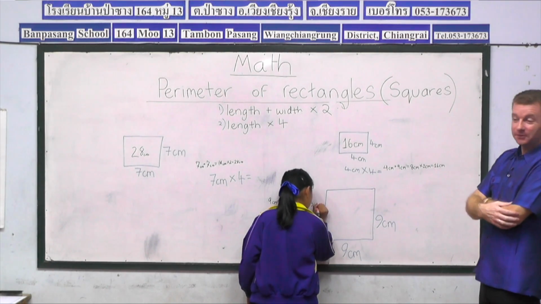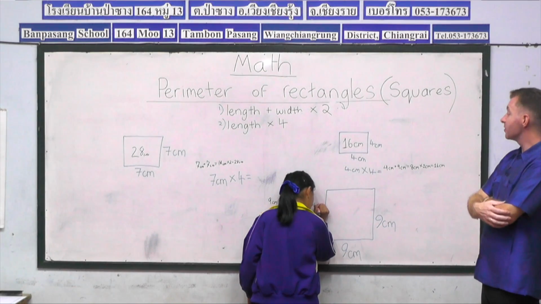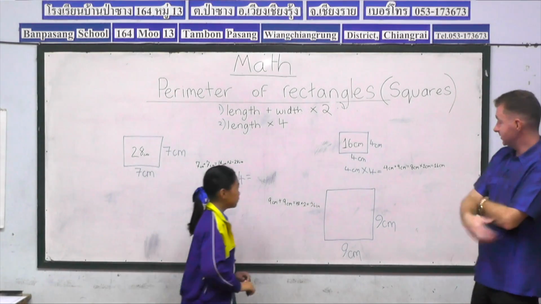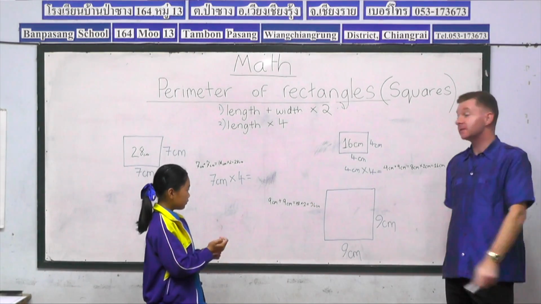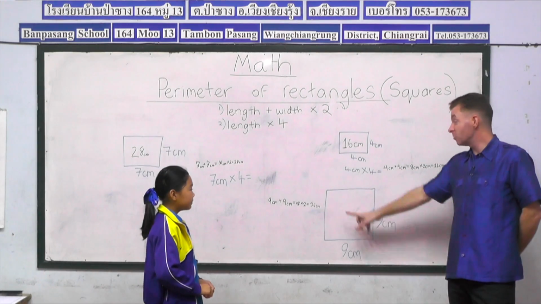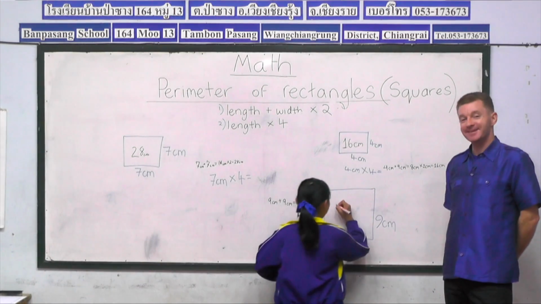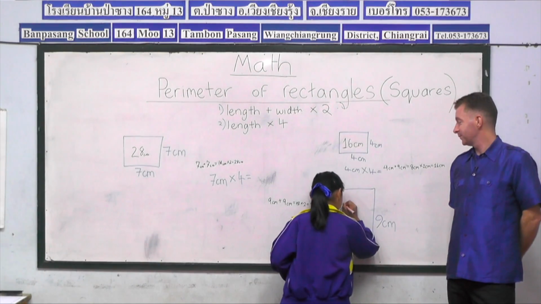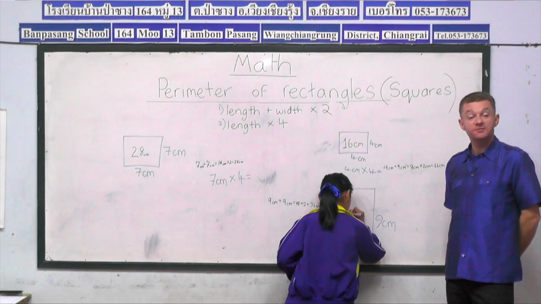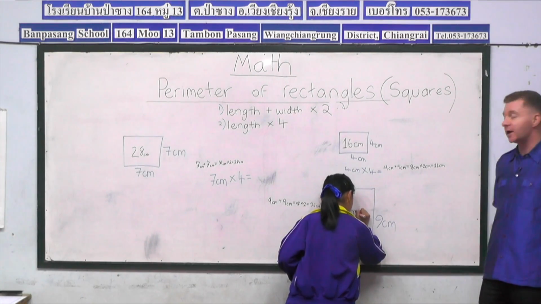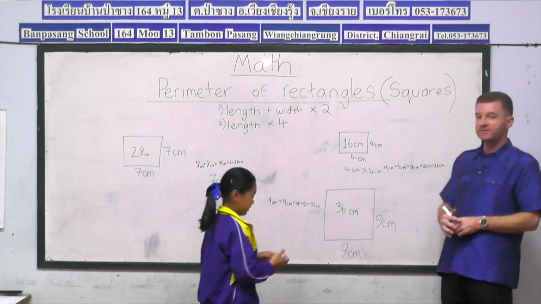Perfect. You know how to do it every time. 36 centimeters. So Nadia can write the answer in the rectangle. Can you write inside for me? 36 centimeters. Always remembering what unit we're using. We'll use centimeters to keep it simple.